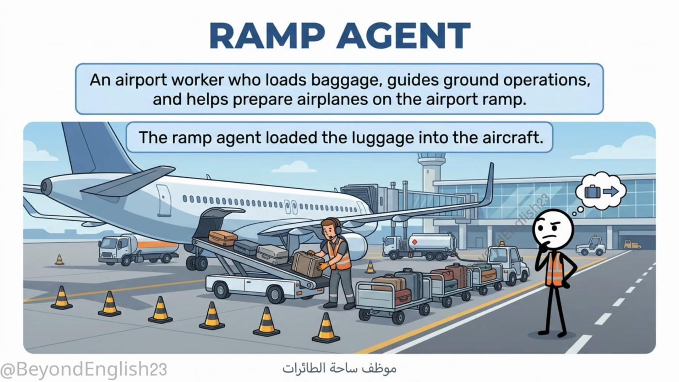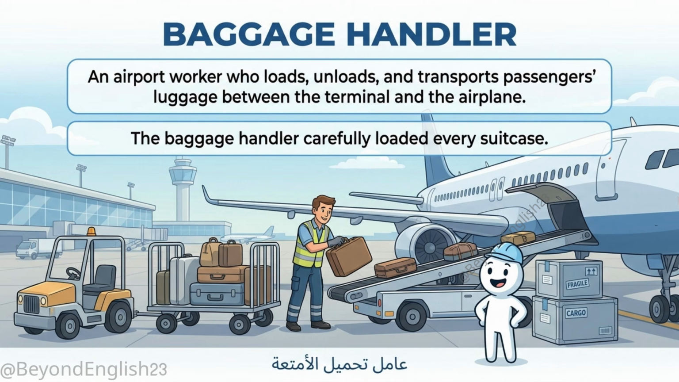8. Ramp agent. A ramp agent is a member of the ground crew who works near the aircraft on the airport ramp. They load baggage, guide aircraft movement, and perform tasks needed for safe departures and arrivals. Example, the ramp agent loaded the suitcases onto the airplane.